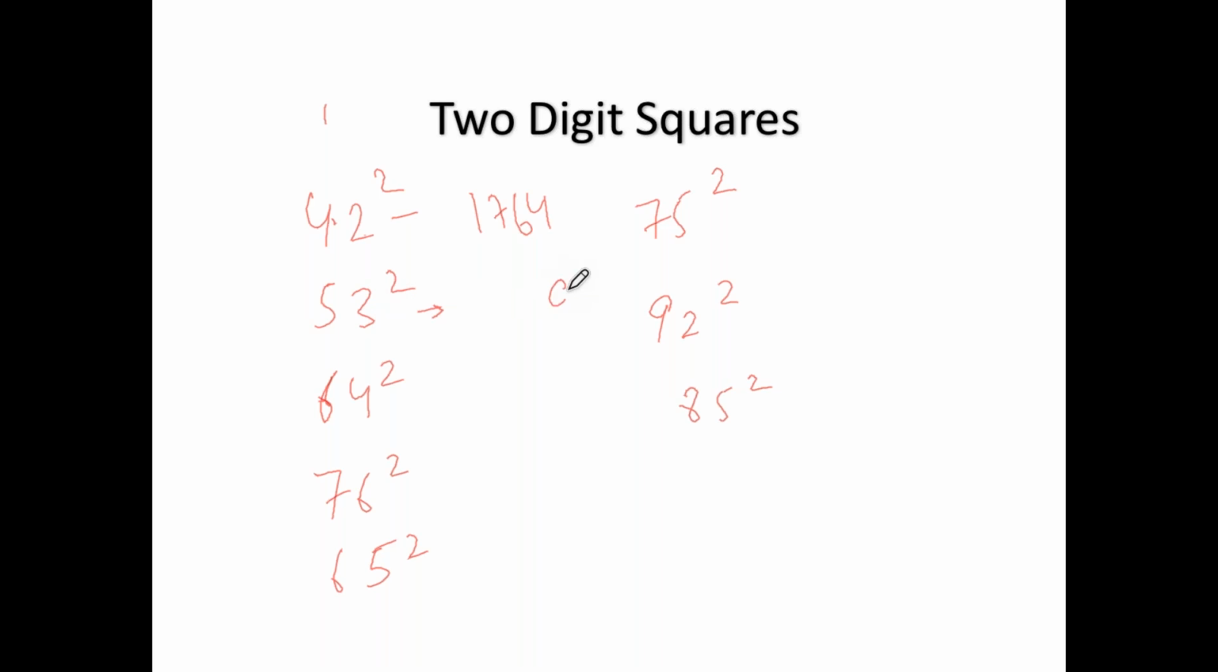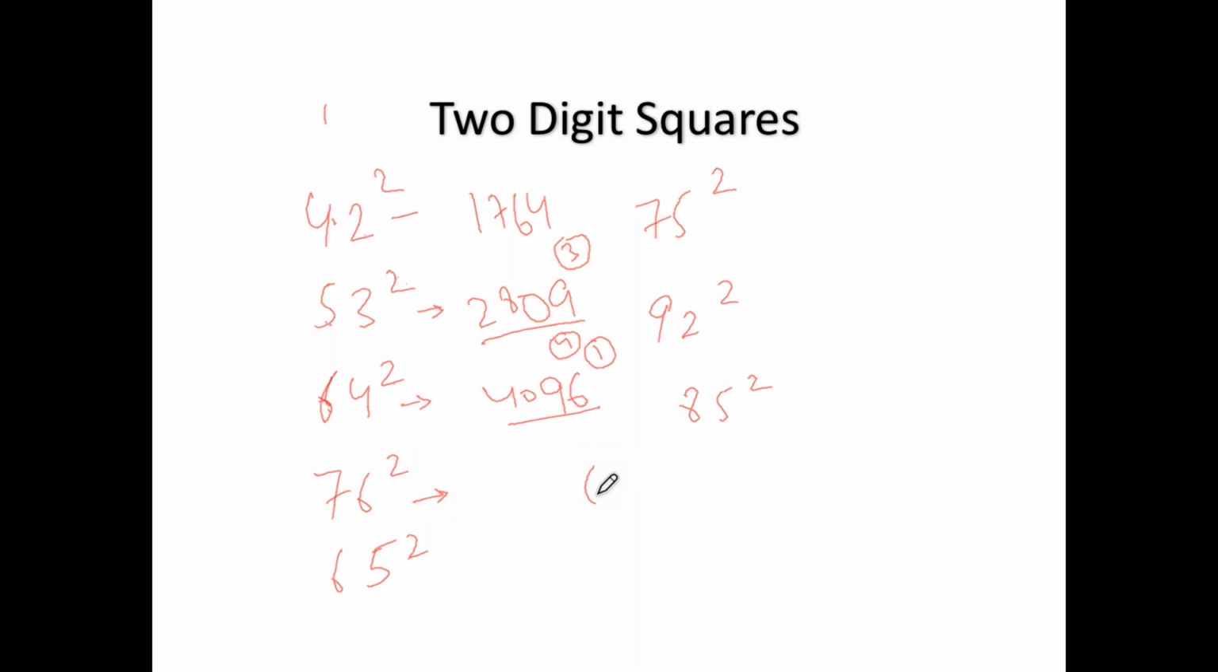53 square. 3 square is 9. 5 into 3, 15 into 2 is 30. So I can keep a 0 here and 3 is going to be my carryover. 5 square is 25. 25 plus 3 is 28. That's 2809. Okay. 64 square. 4 square is 16. So I can keep a 6 here. 1 will be carried over. 6 into 4, 24 into 2, 48 plus 1, 49. So you can keep a 9 here. 4 will be carryover. 6 square is 36. 36 plus 4 is 40. That's 4096.